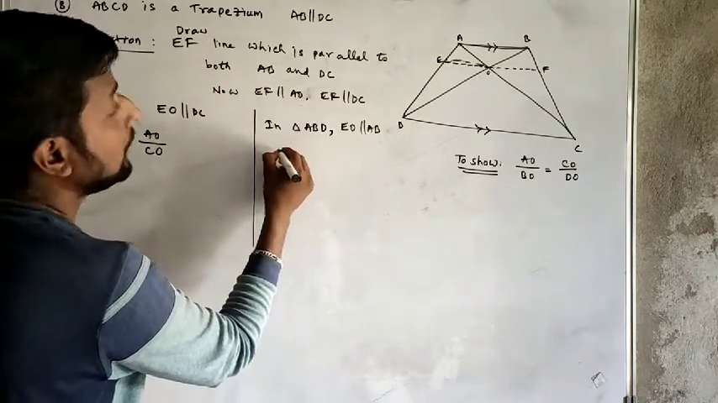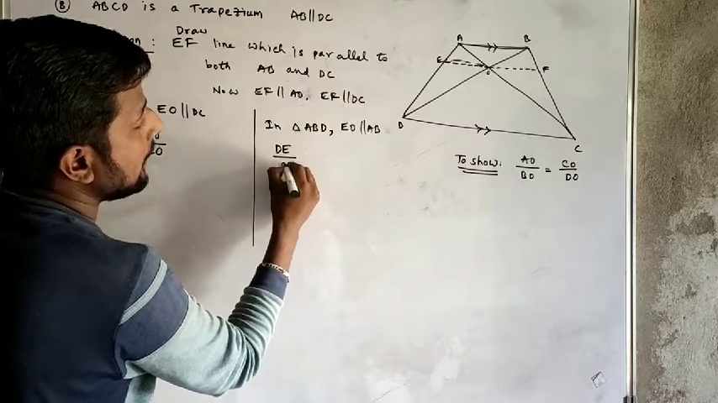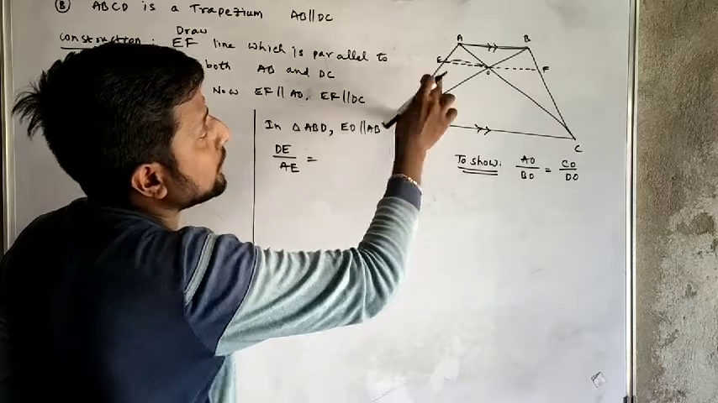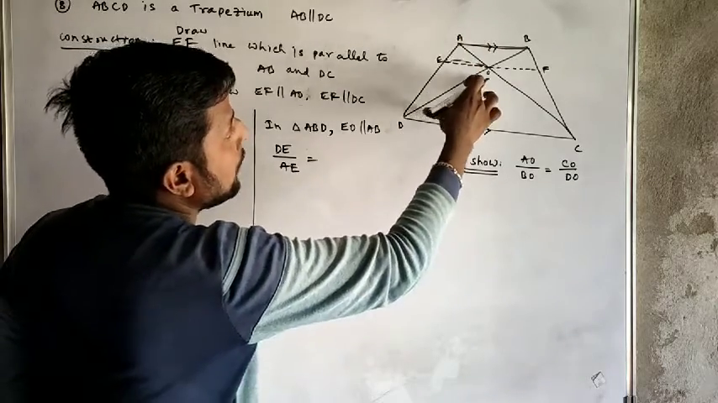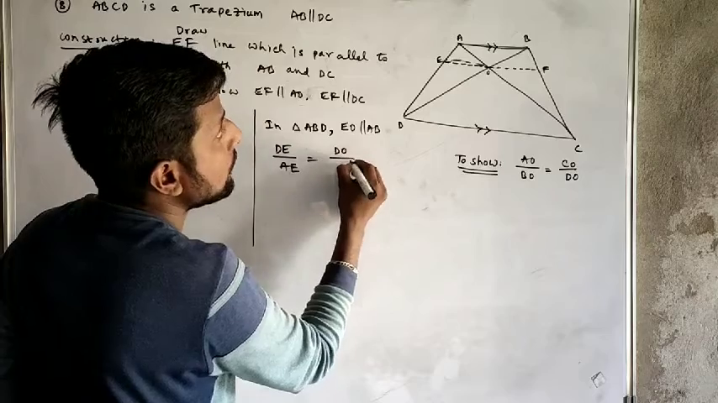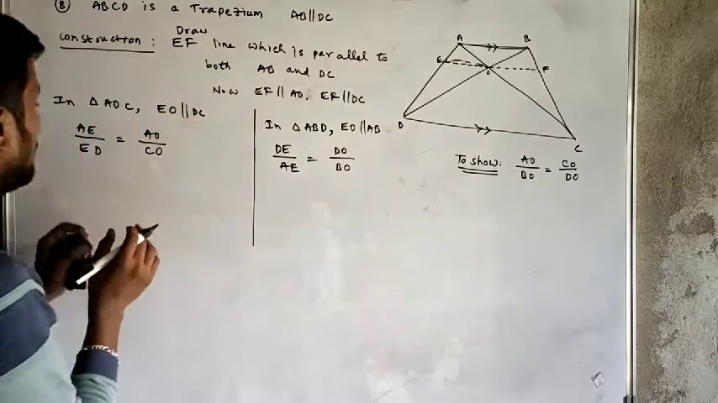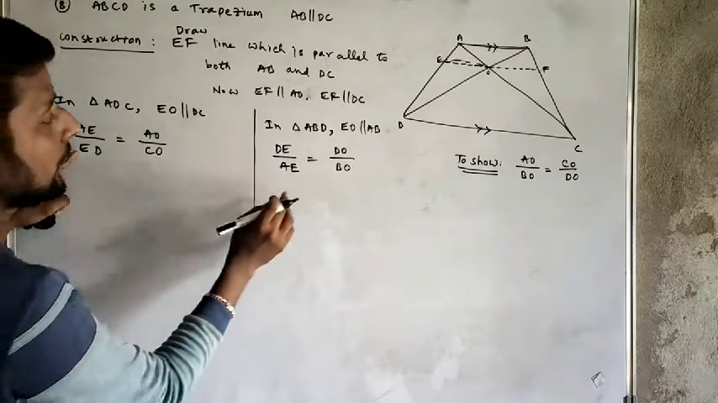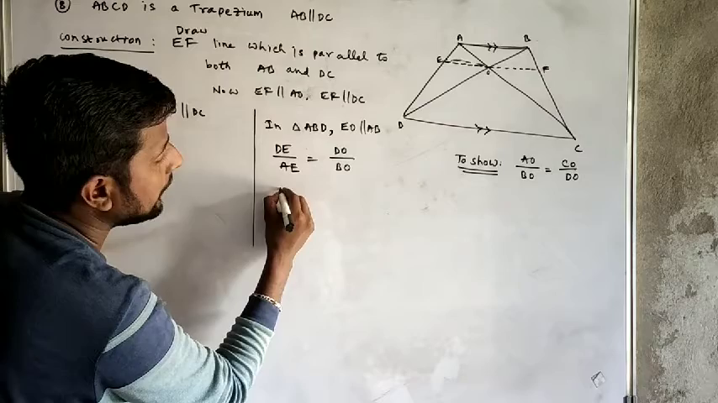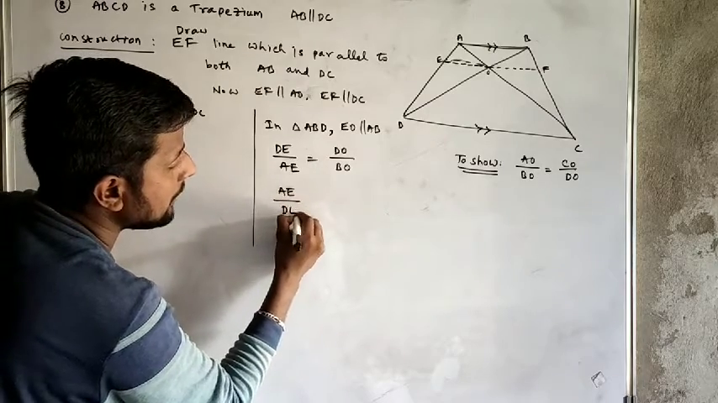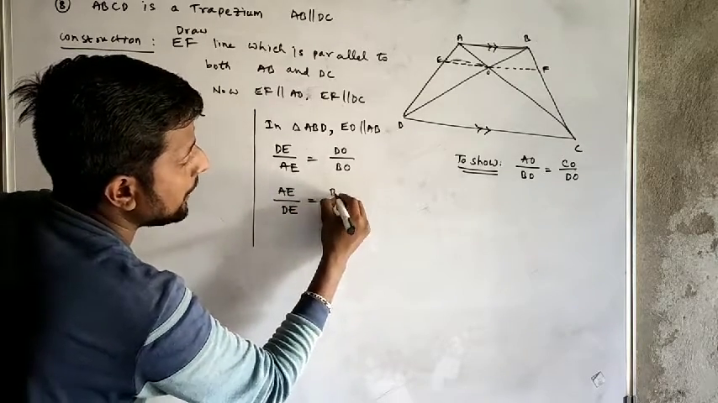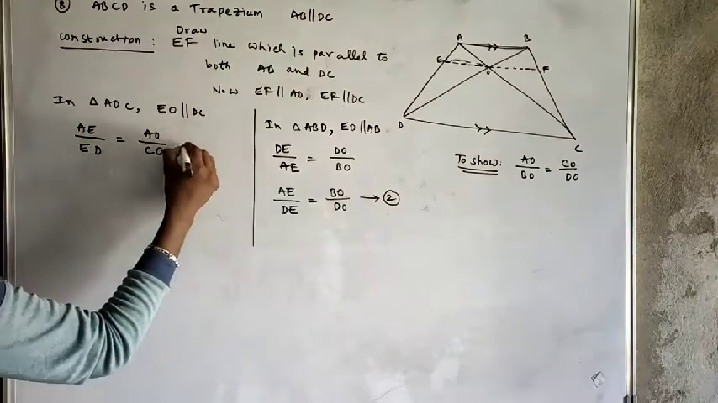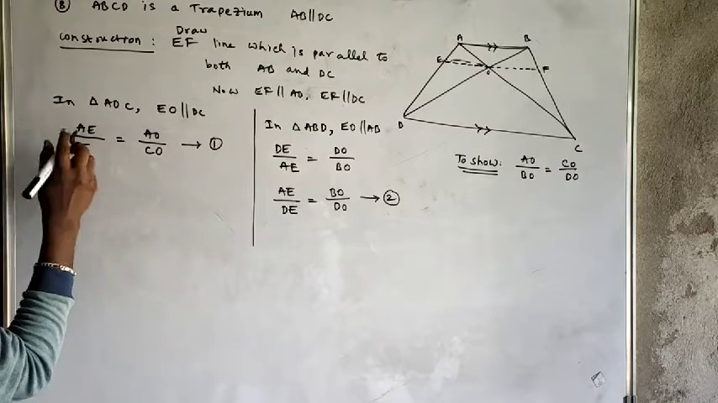Because the top vertex is D, now we'll write DE by AE, so DE by AE. Now DO by BO, right? But look at AE at the top, DE at the bottom. DE and ED both will be the same. Now if you take the reciprocal, AE by DE is equal to BO by DO. We have done the reciprocal. It's our equation 2, and that was our equation 1. So DE is nothing but ED.